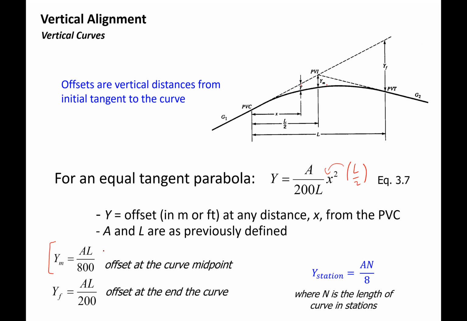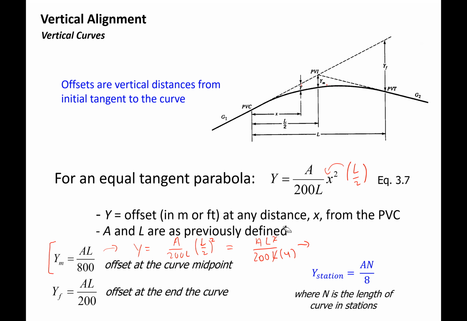So this AL over 800 is just A over 200L times L over 2 squared. I would end up with A times L squared over 200 times L times 4. So L drops out, and I'm left with A times L over 200 times 4. So that's the offset at the curve midpoint.